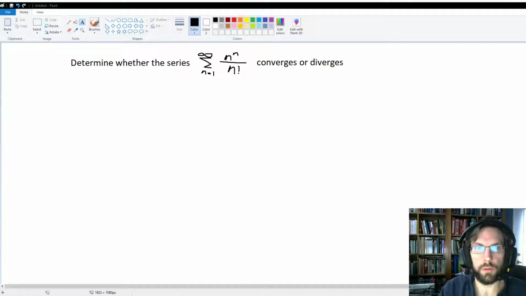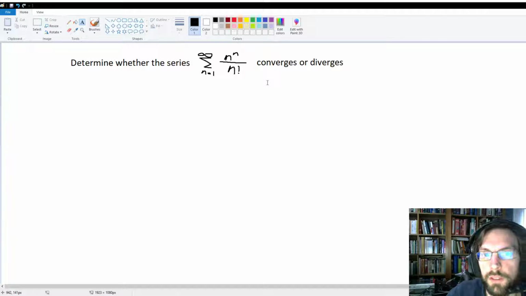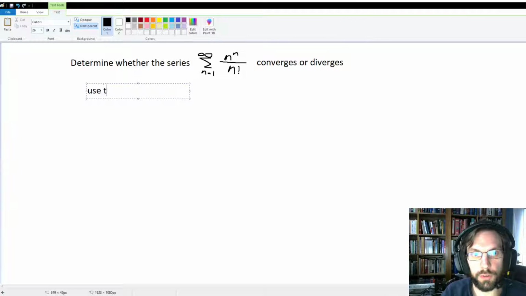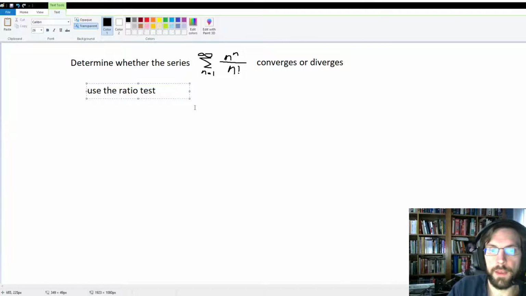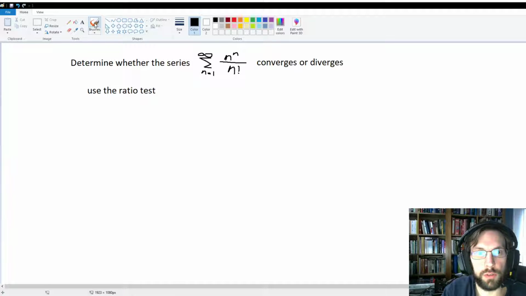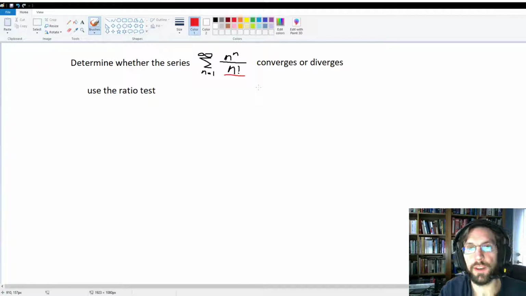Okay, we want to determine whether the series sum n equals 1 to infinity of n to the n over n factorial converges or diverges. To do this, I want to use the ratio test. Part of the reason is this factorial. Anytime you see a factorial, you want to use the ratio test. Maybe not always, but it's a strong indication that you want to use the ratio test.